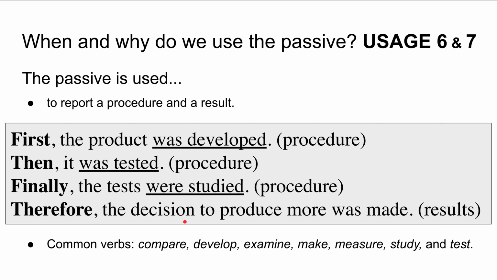Common verbs that are used like this are compare, develop, examine, make, measure, study, and test. This is usually used to report procedures and results for laboratory experiments in articles, or any experiment for that matter in an article.